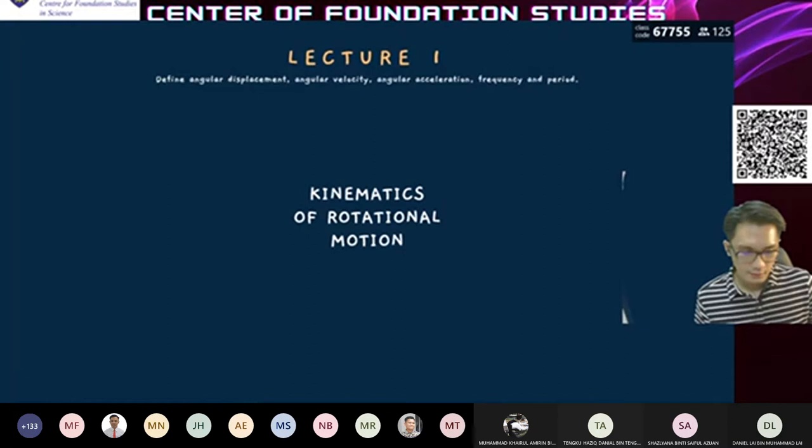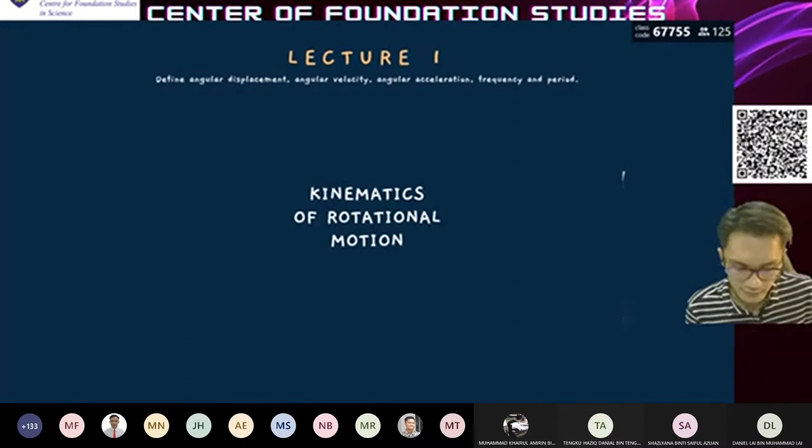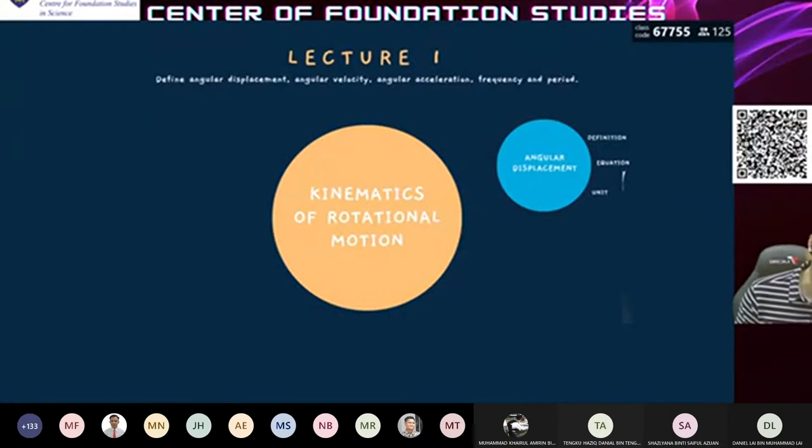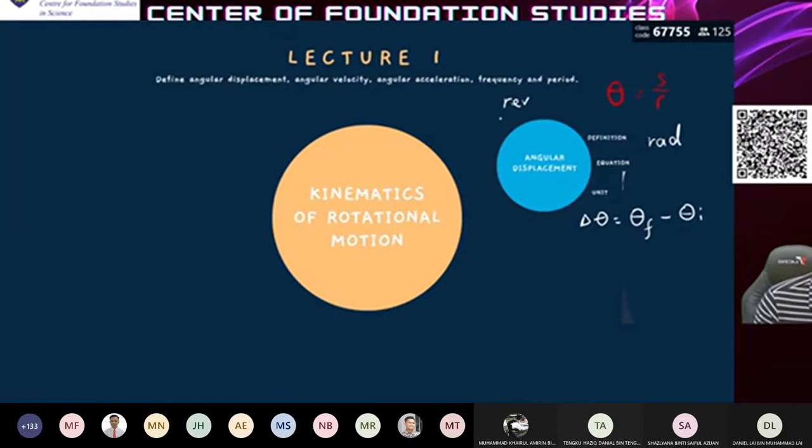Yes. Okay, so let us recall our first lecture where we defined angular displacement, angular velocity, acceleration and frequency and period. Okay, the first one, kinematics of rotational motion, angular displacement, the definition, equation and unit. So the equation involved for angular displacement, the label is theta. Right? So theta is equal to S over the radius. Okay, and this is the equation we use, and the unit is radian. Okay, and also delta theta, we know delta theta is equal to theta final minus theta initial. And sometimes questions also give the unit of theta in revolution, in rotation. So we know that 1 revolution is equal to 2 pi radian.